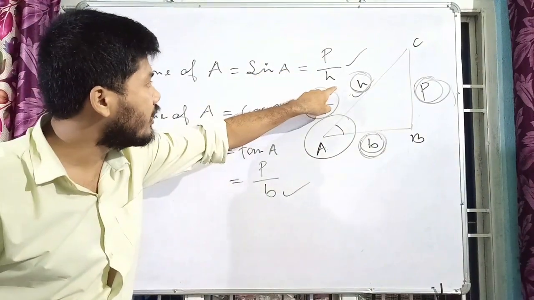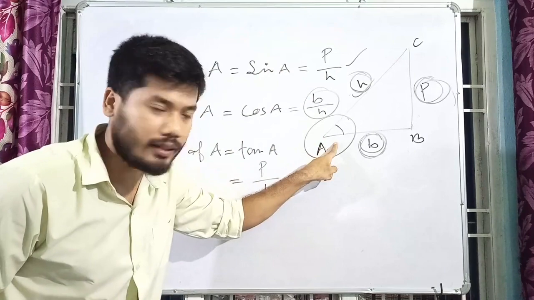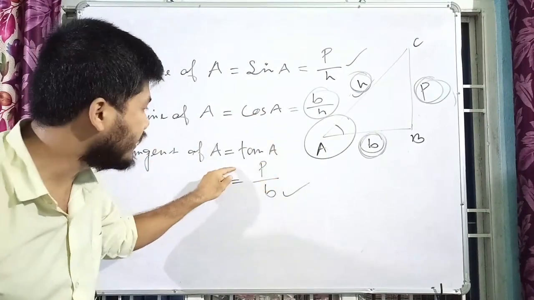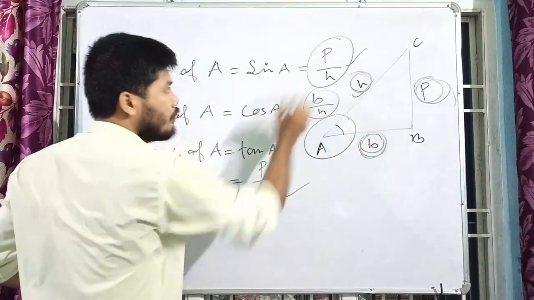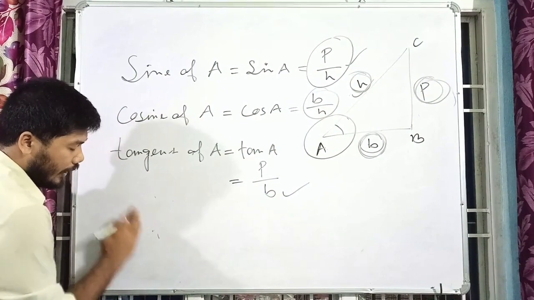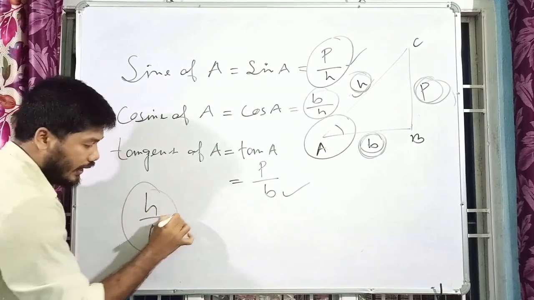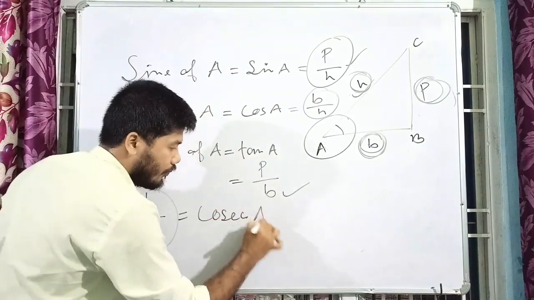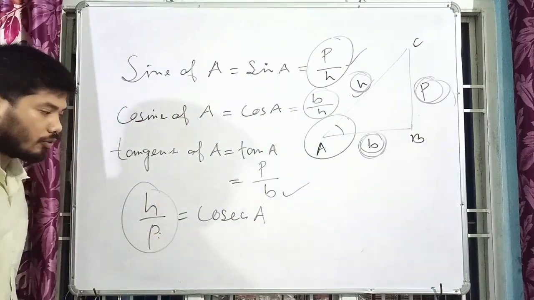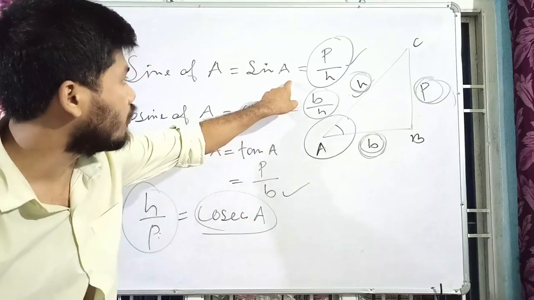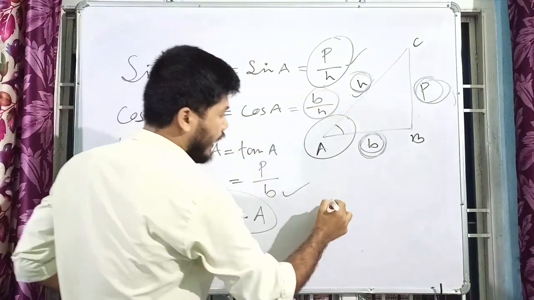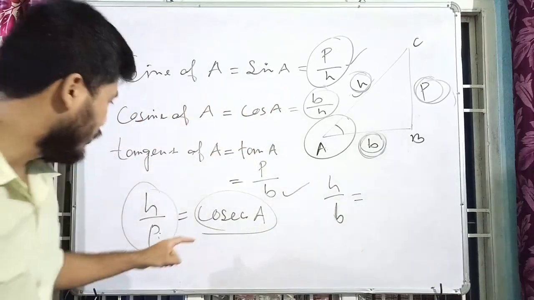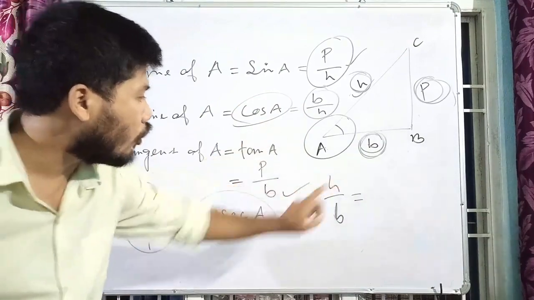Right? So if you find P by H, this is called sine of angle A. If you find B by H for the angle A, this is cos A. If you find P by B for the angle A, this is tan A. Now we can also find H by P. Instead of finding P by H, we can find H by P. If we find H by P, then this is called the opposite of sine A, that is cosec A, and it is the opposite of sine A. Similarly, we can find H by B. Instead of B by H, we can find H by B, then we can name it as the opposite of cos A, which is called sec A.